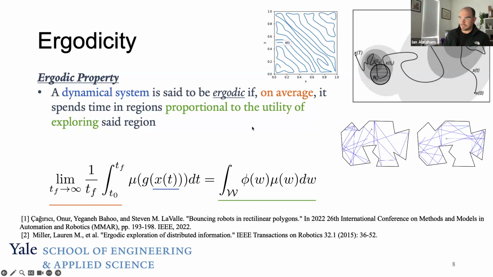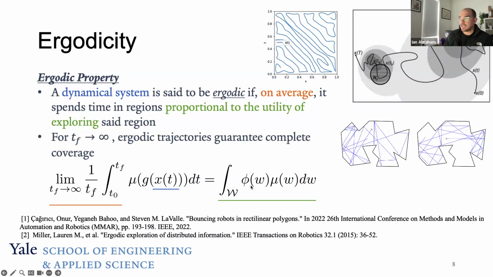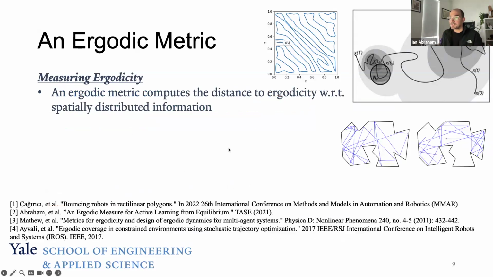And so the way we establish this is via this statement, which says that some measure along that trajectory has to eventually equal the spatial average distributed over the space. And for t going to infinity, we say that ergodic trajectories actually provide a notion of guaranteed coverage. We will actually cover every space. However, it requires t going to infinity.